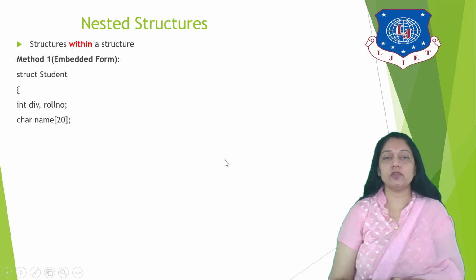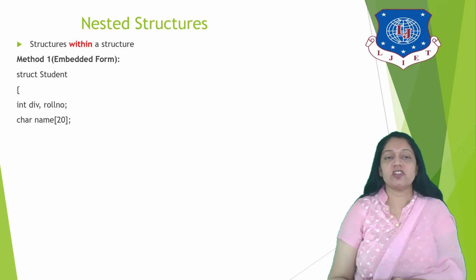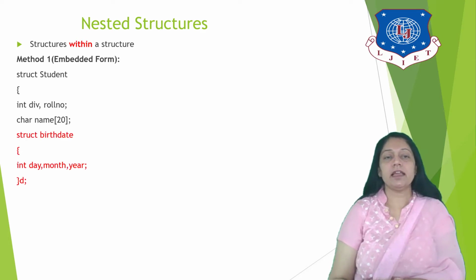So I have a structure student in which I have division and roll number as integer structure members, and name as a string. This is a simple one. Now within this I want to have one more structure. So for that, you again follow the syntax of declaration of structure. So struct birth date. I want to store the birth date of each and every student in a particular format. That is, I want to store the day, month and year in different variables. So for that I am going to create a nested structure within my student structure.